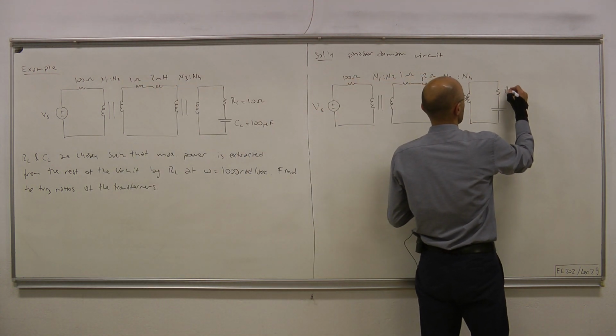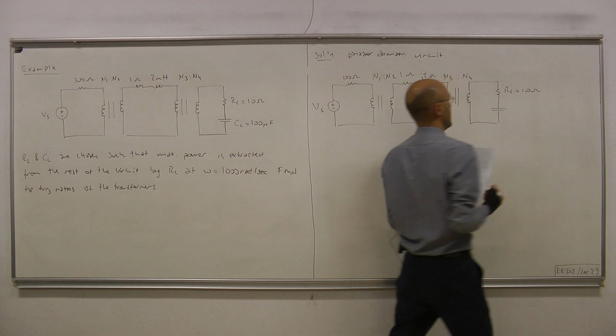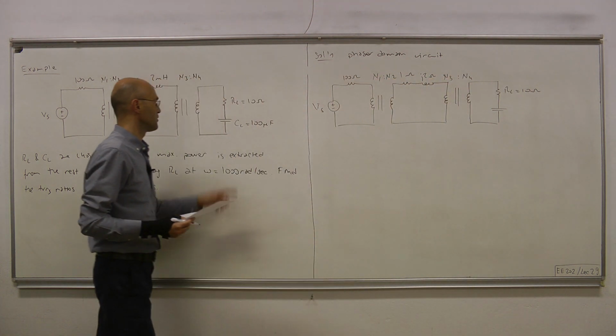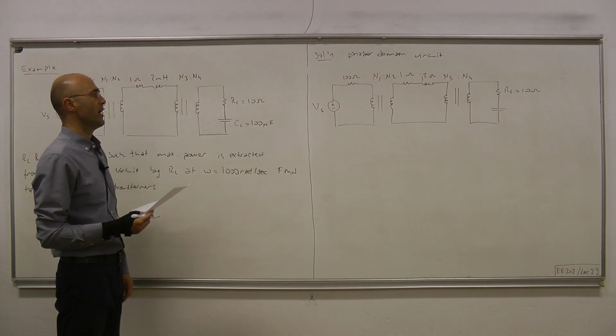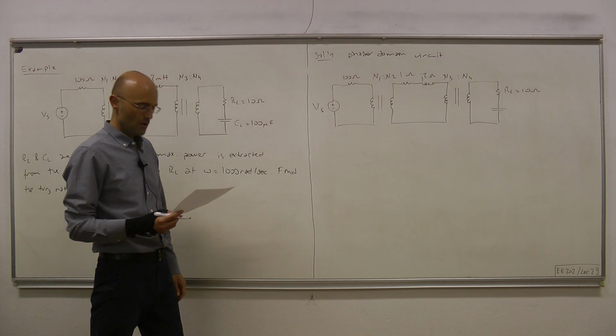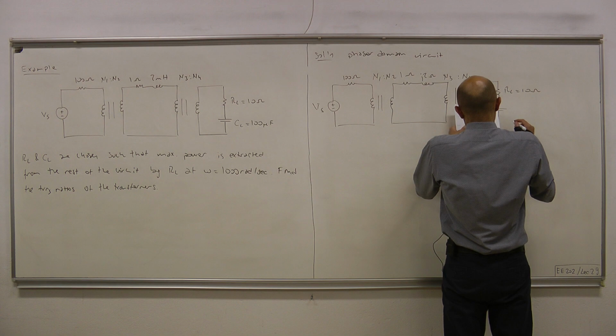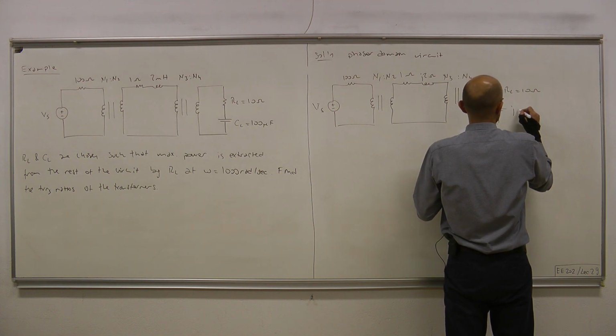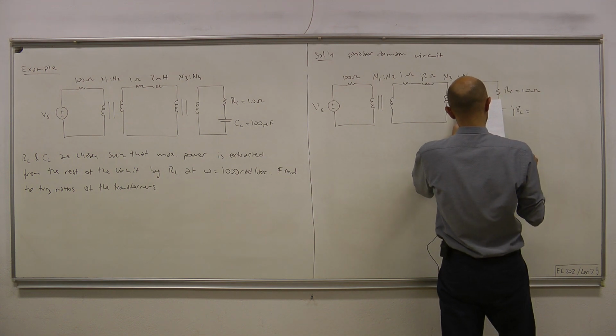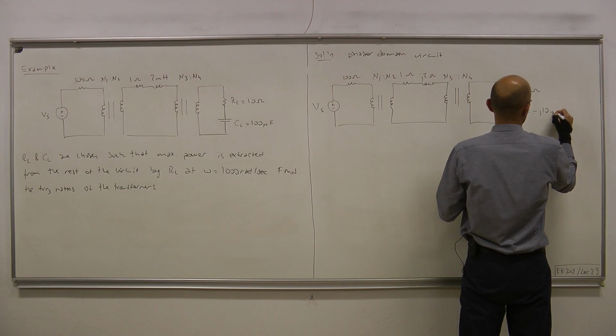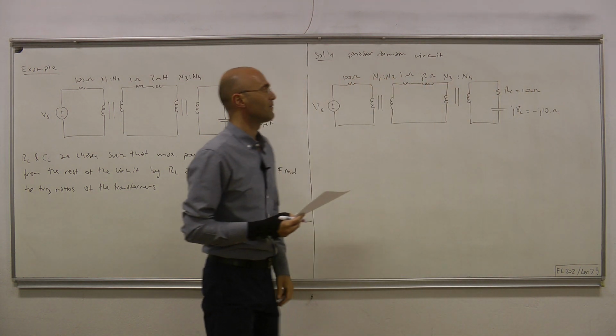RL is 10 ohms, and as for the impedance of the capacitor, we have 1 over j omega C ohms, and that produces jXL equals minus j10 ohms.